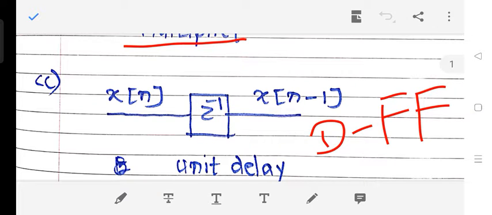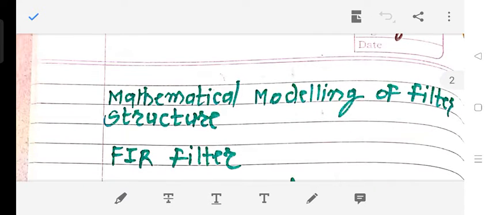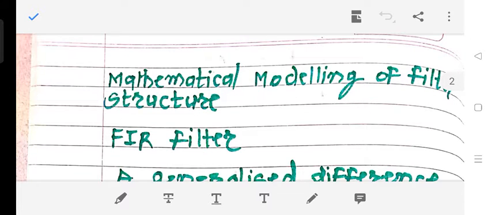Next, we will see the mathematical modeling of the FIR filter structure. So what is a FIR filter? It is the finite impulse response, meaning a filter that is an LTI system where the impulse response is finite. Finite means which is countable.